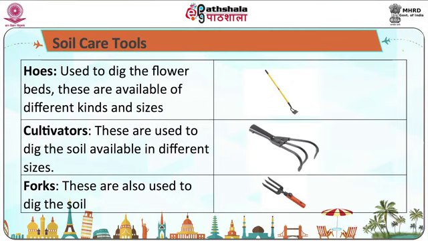Then comes fruit pluckers. Fruit pluckers are used to pluck the fruits which grow far away on a tree. You can see a few of the pictures of these tools. Then comes the soil care tools. Soil care tools are used to maintain the soil.